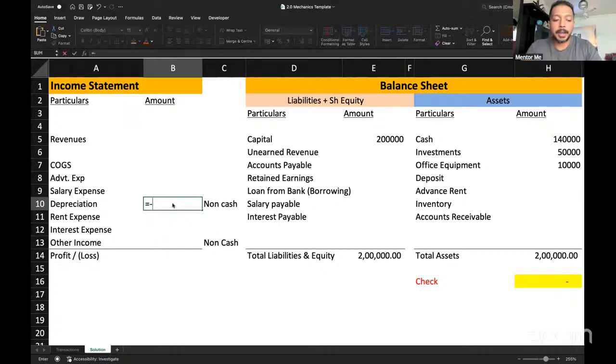So is equal to minus, because I want to make the calculation easy, or you can just take it as positive. We'll reduce it. So 10,000 divided by 2, right? 2 years.